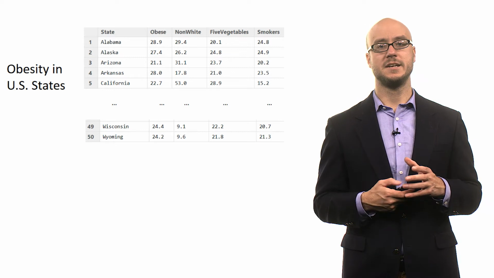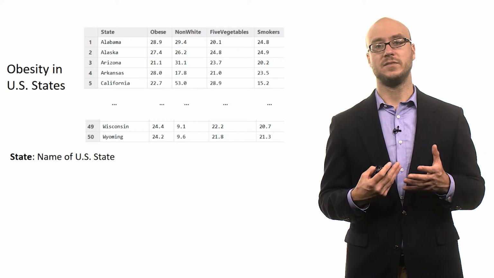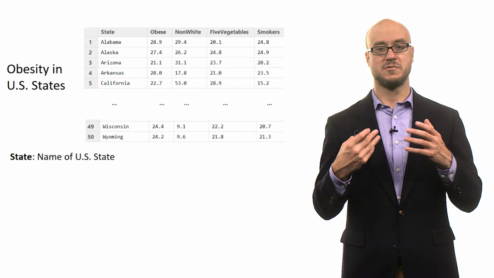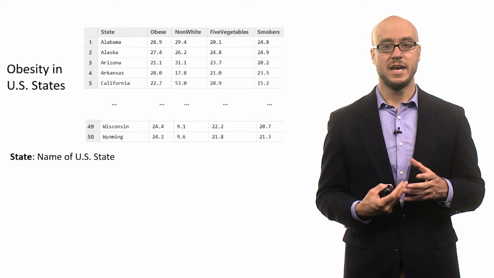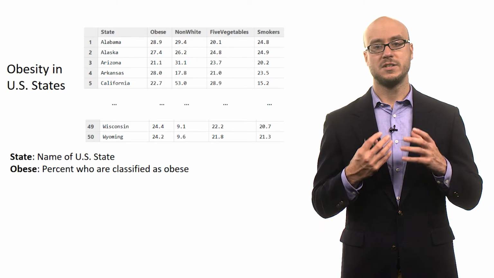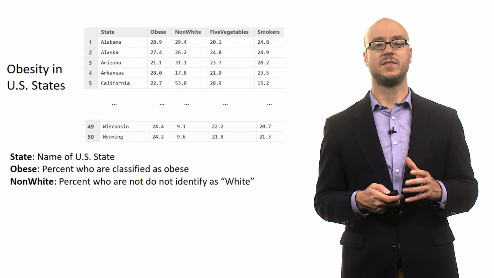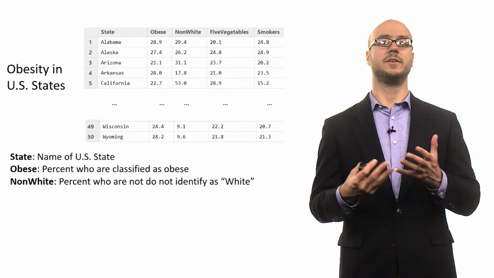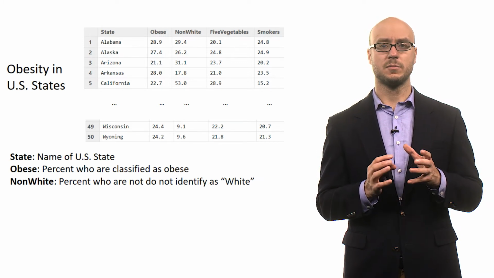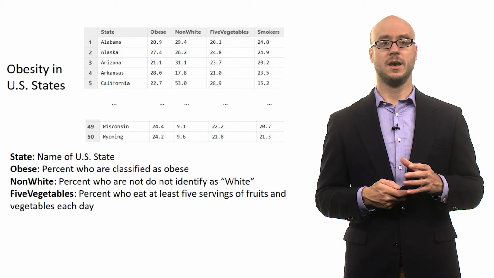So here's our data set on obesity in the United States. You can see that we have 50 rows because there are 50 US states, so each row is a different state. And we have several variables. First of all, we have a variable called state for the name of the US state, Alabama, Wyoming, Wisconsin. Then we have this variable for obese. This is the percent of people in each state who are classified as obese, which is severely overweight. And then we have a variable for non-white. This is a variable giving the percent of people who do not identify as white based on survey data.